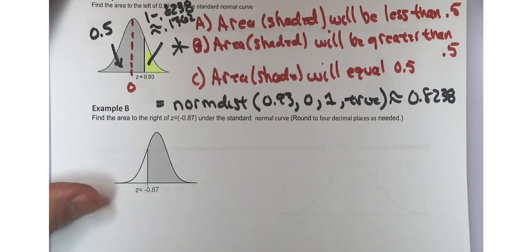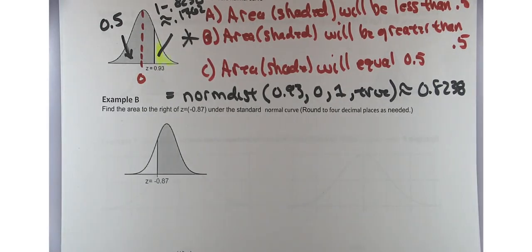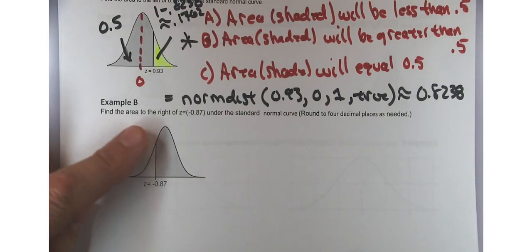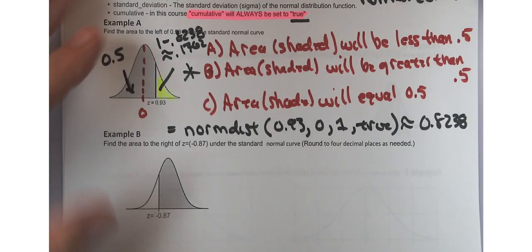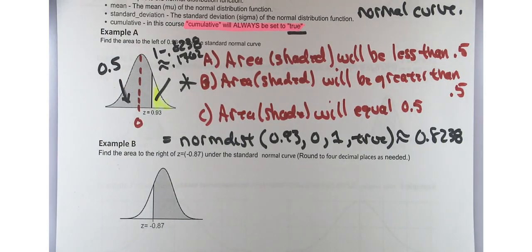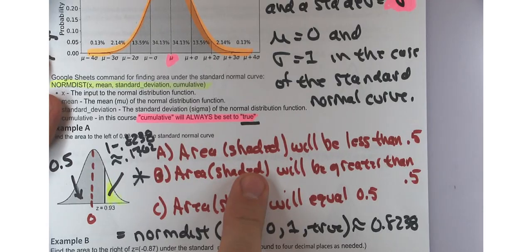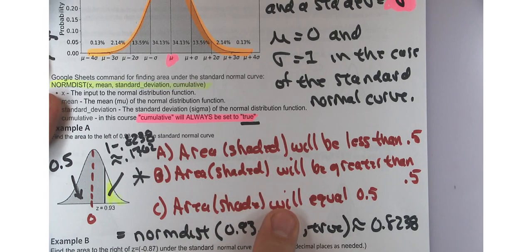Okay, let's change things up a little bit. Example B here. Find the area to the right of negative 0.87. Let's play this game again. A, B, or C. Less than a half, more than a half, equal to a half. What are we expecting on this one in terms of the area for the shaded region? What we got?